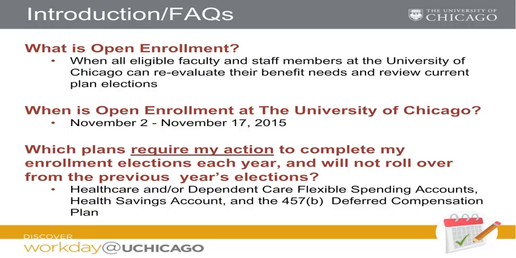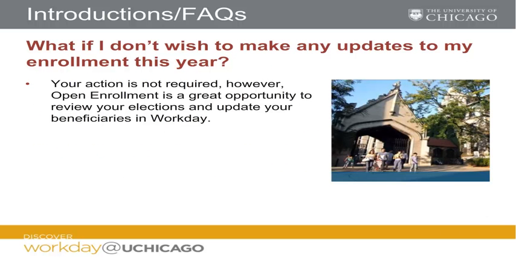Which plans require my action to complete my enrollment elections each year and will not roll over from the previous year's elections? Healthcare and/or dependent care flexible spending accounts, health savings account, and the 457B deferred compensation plan for those who are eligible. What if I don't wish to make any updates to my enrollment this year? Your action is not required.